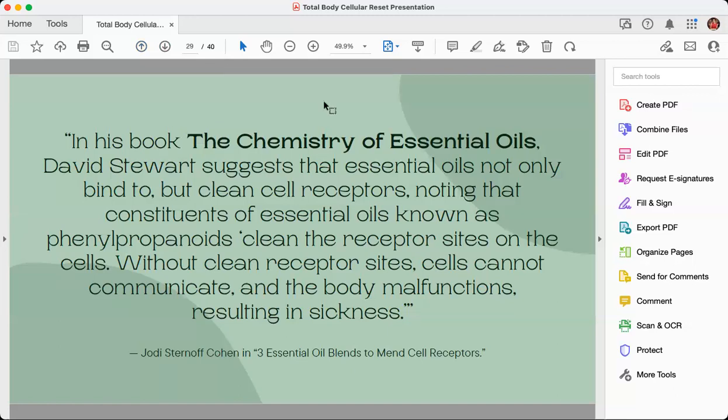So in his book, The Chemistry of Essential Oils, David Stewart suggests that essential oils not only bind to, but clean cell receptors, noting that constituents of essential oils known as phenylpropanoids clean the receptor sites on the cells. Without clean receptor sites, cells cannot communicate, the body malfunctions, resulting in disease.